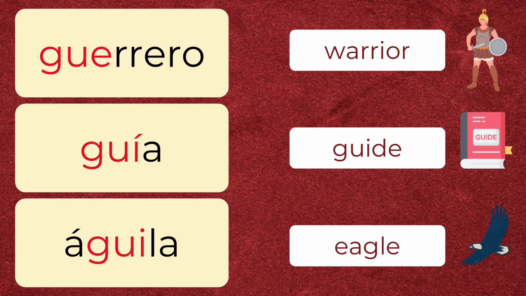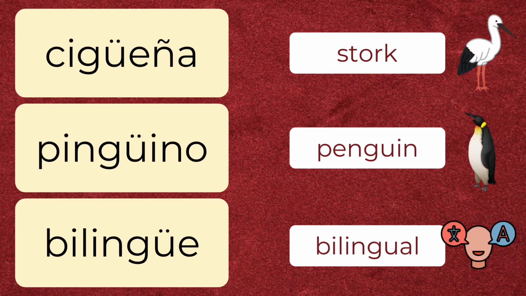When you find a word with G, U, and diéresis, which are the two little dots on top of the U, and then after that an E or an I, then you are going to pronounce the U. For example, cigüeña, pingüino, and bilingüe.